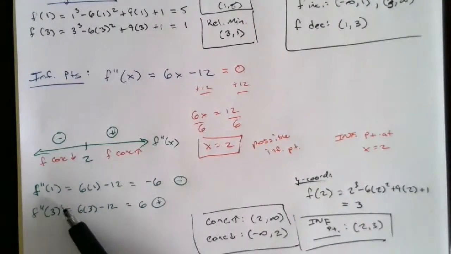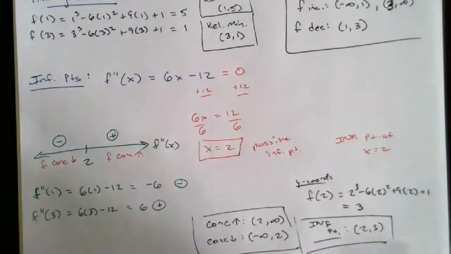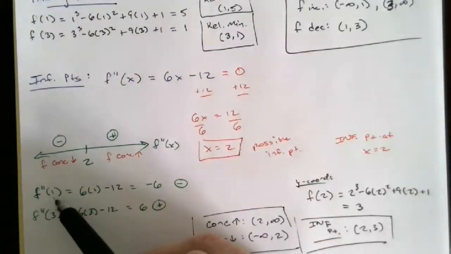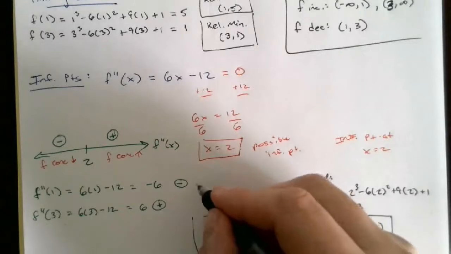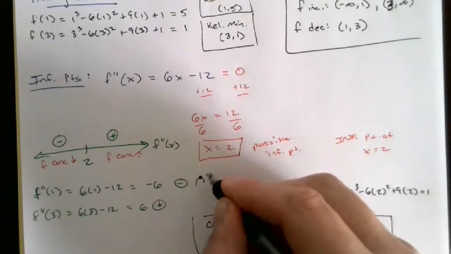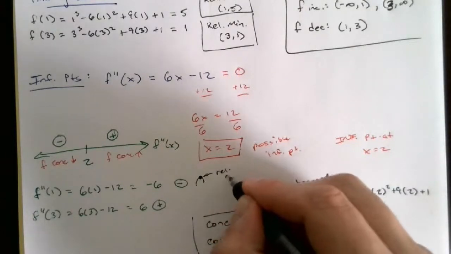If you did that to find the relative max or min, what would happen is, okay, second derivative of 1, it came out negative. That means that we are concave down. If we're concave down, what kind of point is that? Well, that's a relative max.